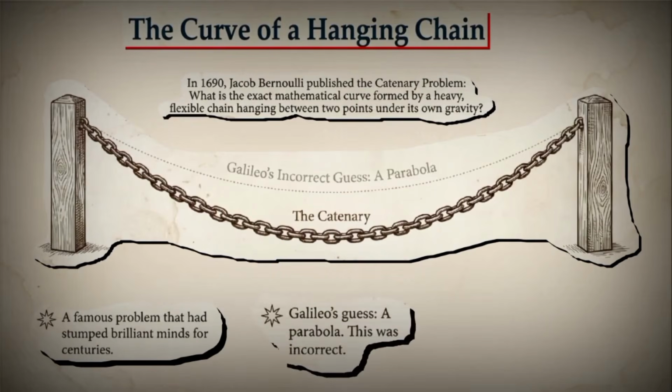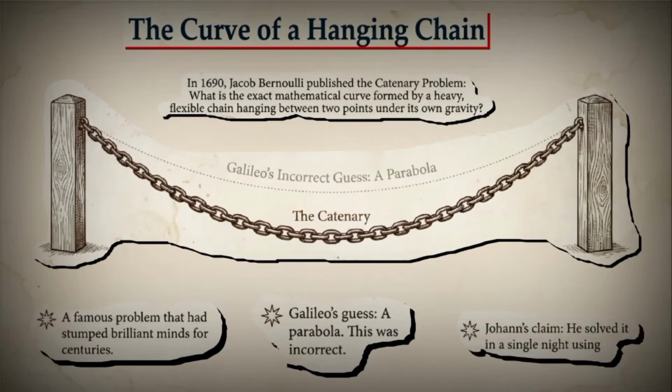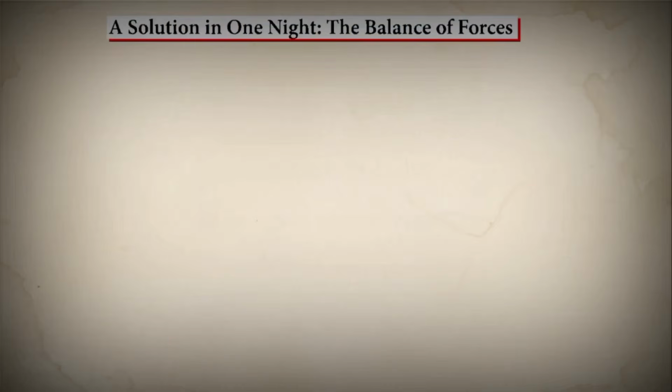Even Galileo had gotten it wrong, guessing the curve was a parabola. It wasn't. And here's where Johann made his first move for glory. He claimed to have solved it in a single night using the new mathematics of calculus. Let me show you how he did it.